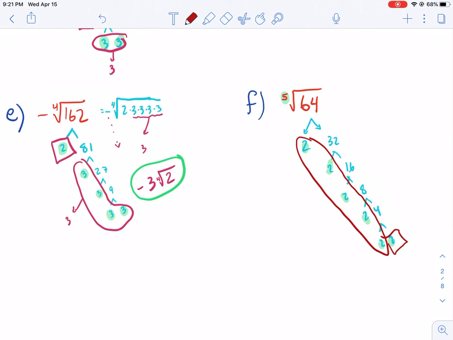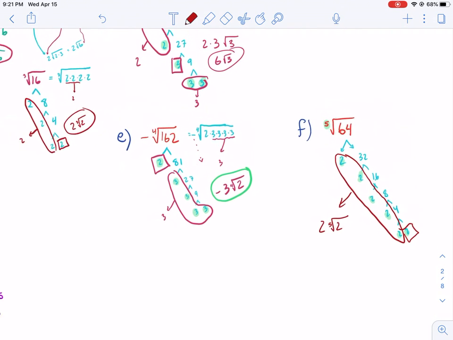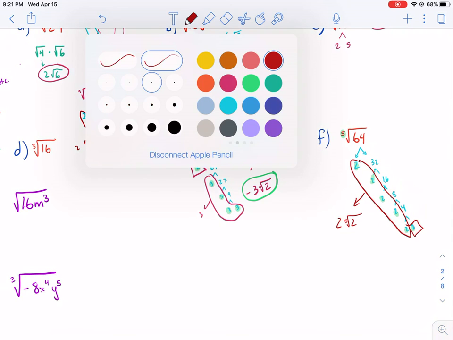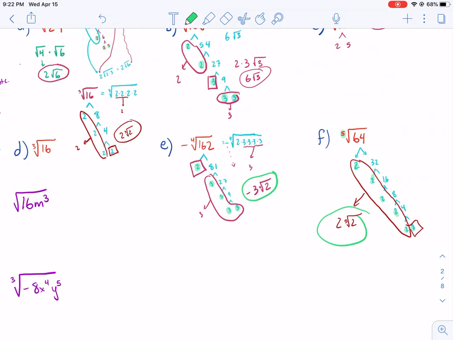So I can rewrite this. This 1, 2 comes out. The 2 stays home. Fifth root of 2. Okay, so that is how you simplify the radical for any of these type of roots, no matter what the index is.